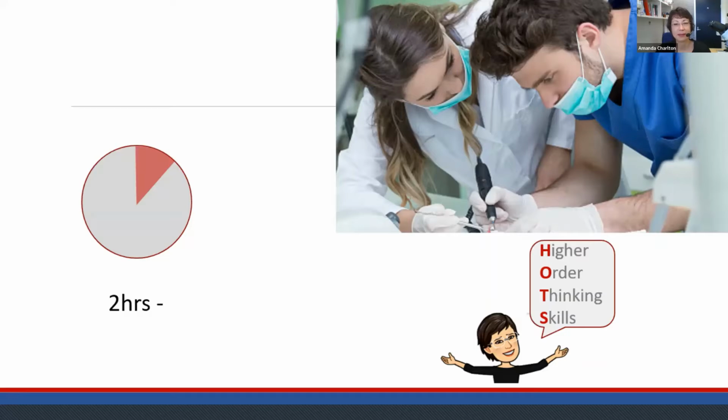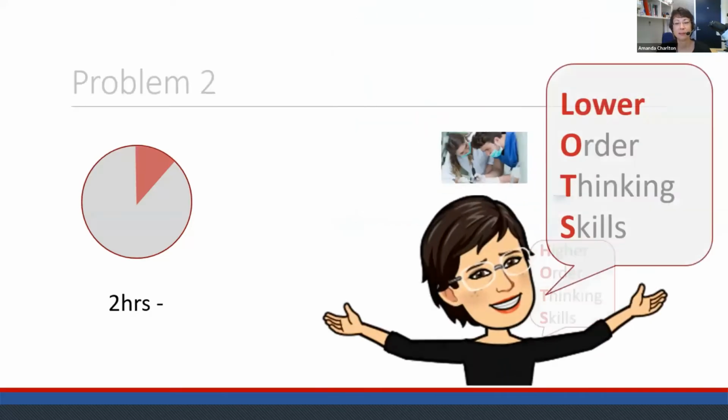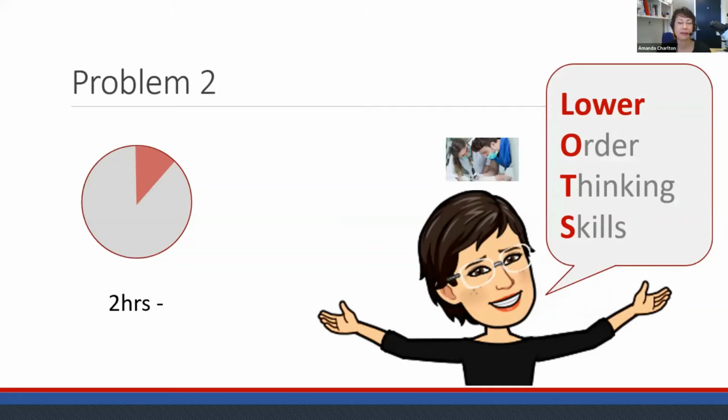But what really happened? I found I was spending most of my time explaining basic concepts and definitions, lower order thinking skills, and that shrunk the time available for the hands-on interactive activities that I had designed in the laboratory, which is the whole purpose of them actually coming to the laboratory rather than listening to a lecture.